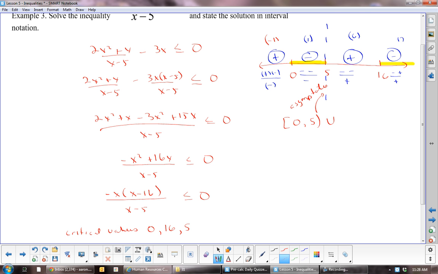Or union 16, comma, infinity. And again, use a round bracket with infinity. Yeah, you always have to go in the order they fall on the number line. Okay, how's this? Yep.